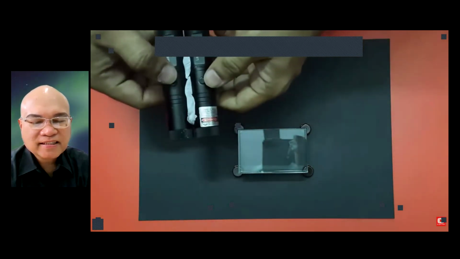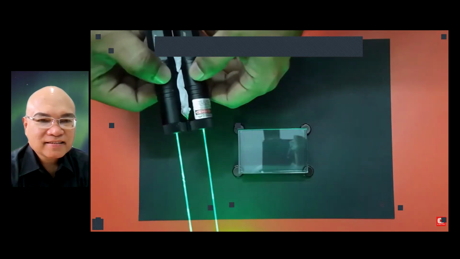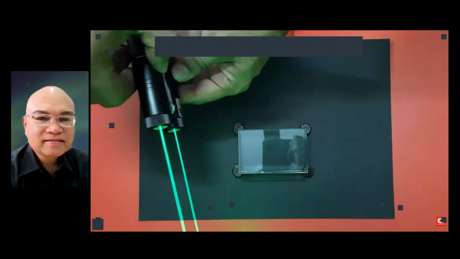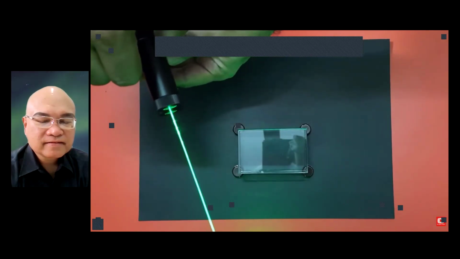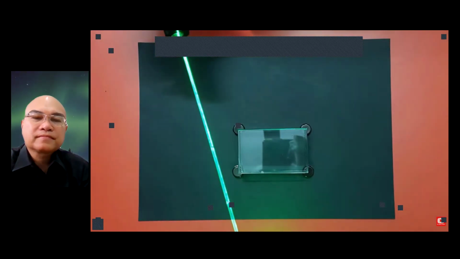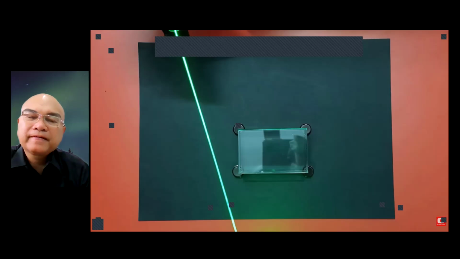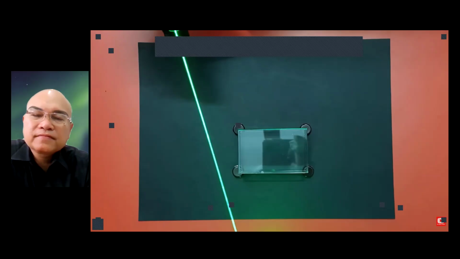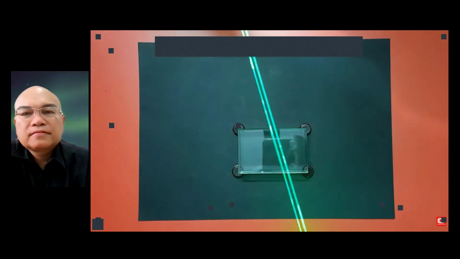Now we are using two laser torches which are joined using glue. We change the orientation of the laser beams such that both laser beams appear to coincide when viewed from the top. That means from the camera angle we will see only one laser beam instead of two.